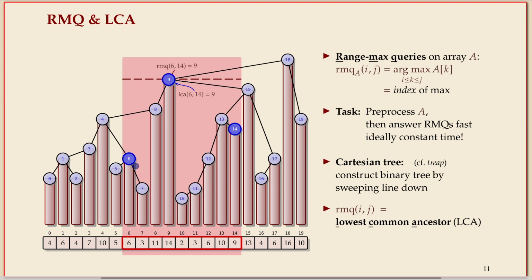But I want to stress that the information is contained in the tree. You don't need this nice layout. You can reconstruct it from just the tree. So you find the two vertices corresponding to the endpoints of the range, and then their lowest common ancestor is the range maximum.